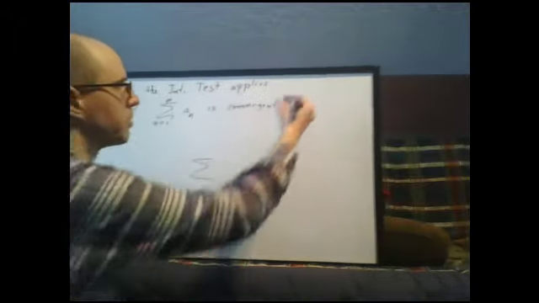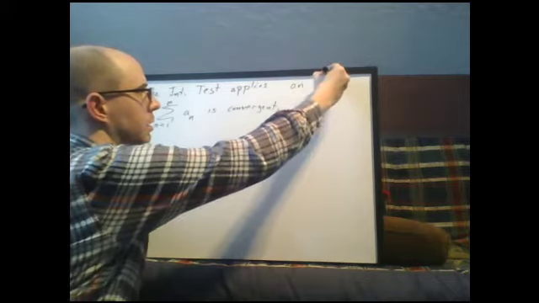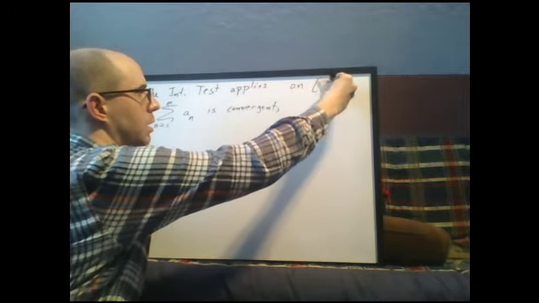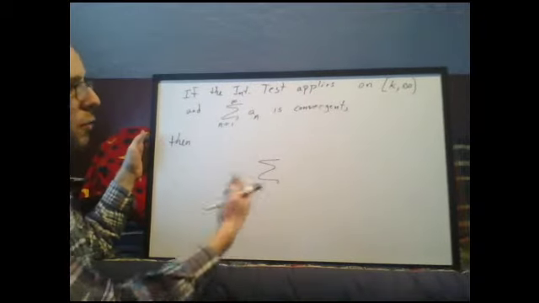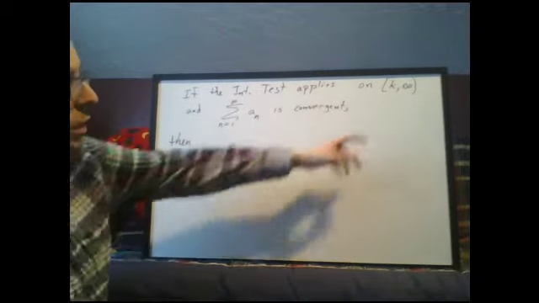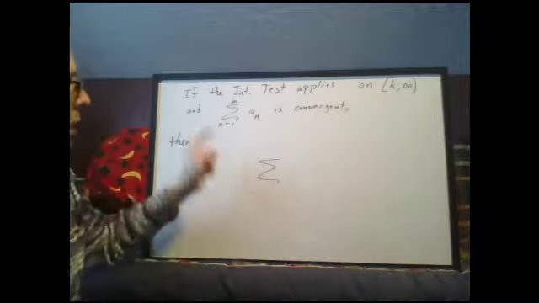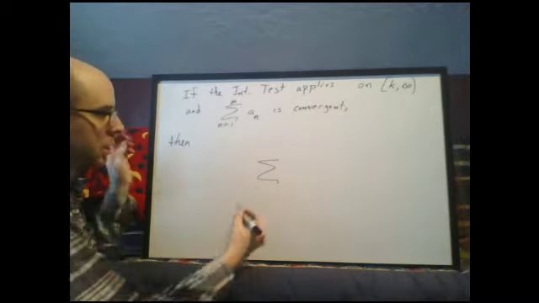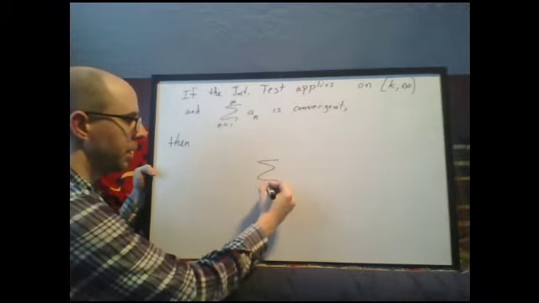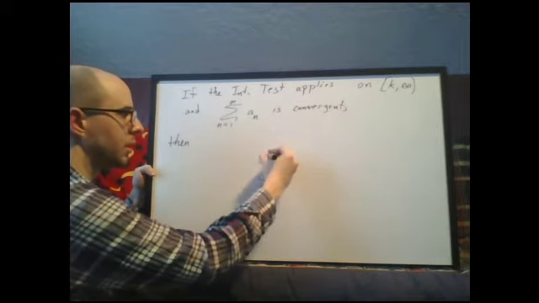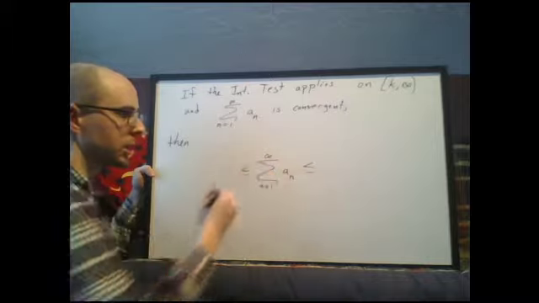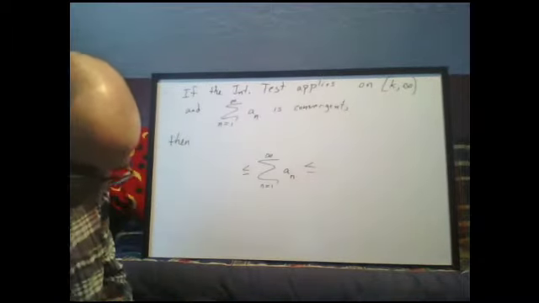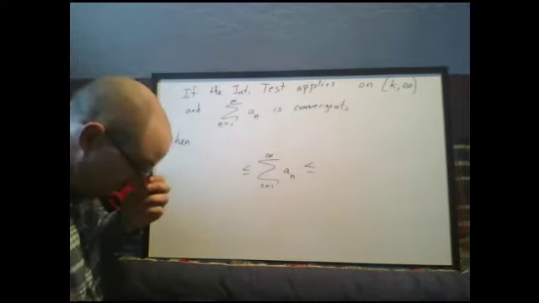Let me be a little bit more careful. So if we can make it apply eventually on some interval, say k to infinity, and we have a convergent series, then we can say that this series, its value is between two things.